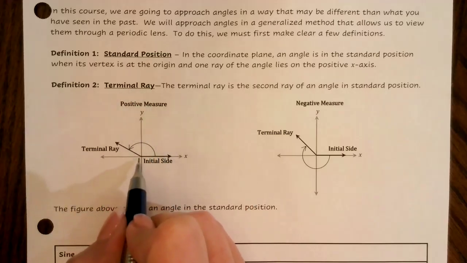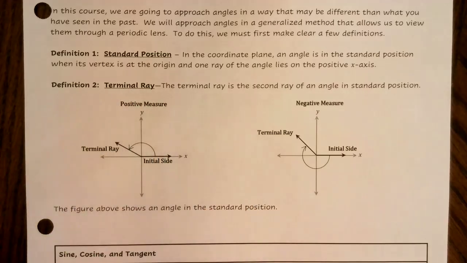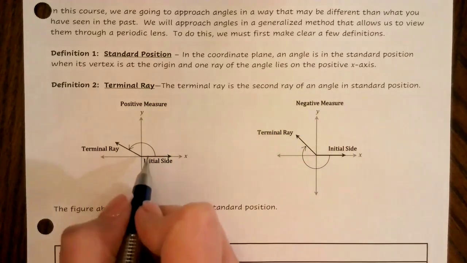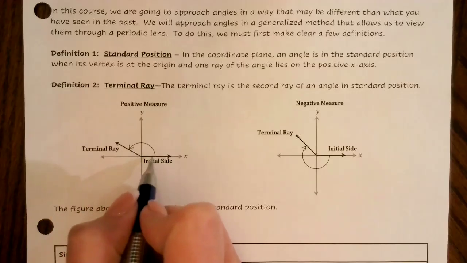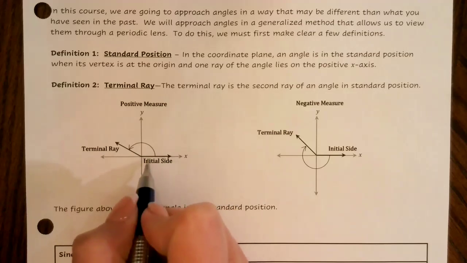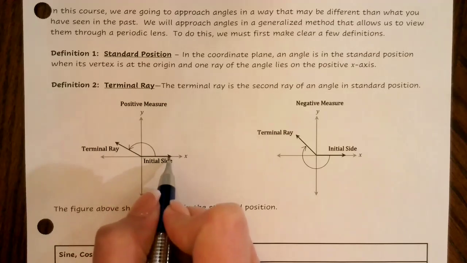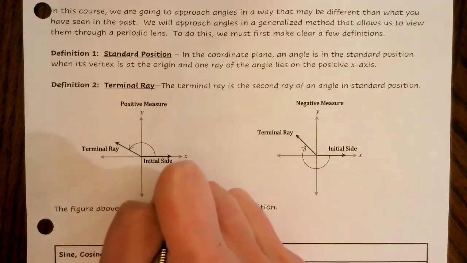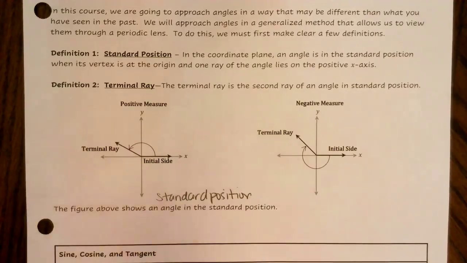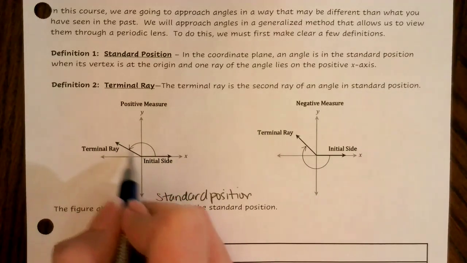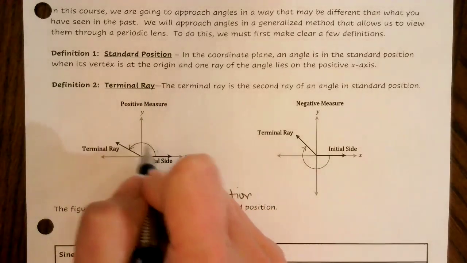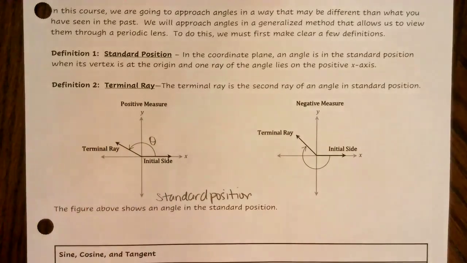The terminal ray is the one where the angle ends. So it says here the terminal ray is the second ray of an angle in standard position. So it's going to be where our angle ends. And this right here would be our angle. So initial side, when it's on the positive x-axis, it is in the standard position. And then the terminal ray is where our angle finishes. Most of the time we talk about the angle as theta.